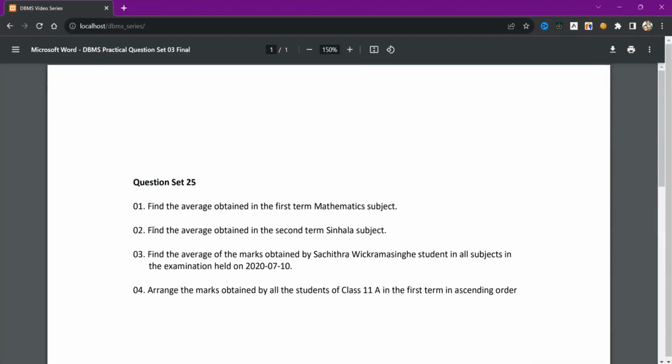So let's see the second one. Find the average obtained in the second term Sinhala subject. The second question is the same as the first one, because in the first one they told us to find the average of the first term mathematics subject, but in the second question they have told us to find the average of the second term Sinhala subject.